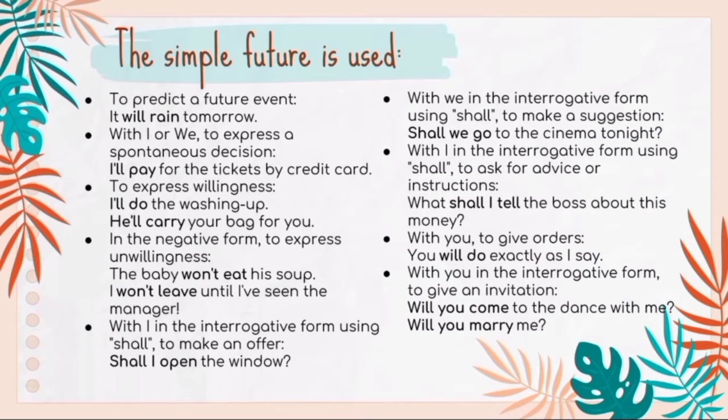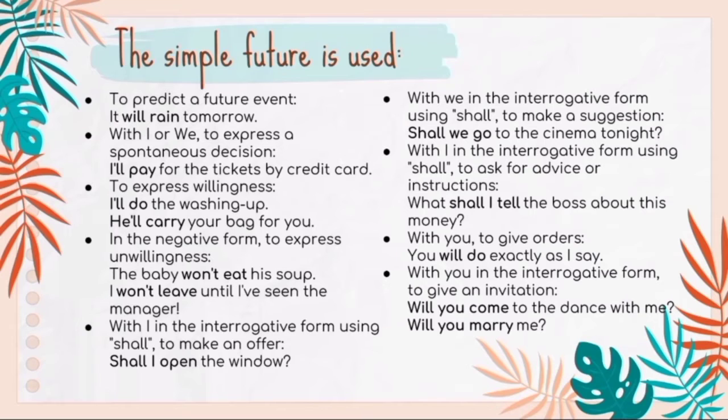Number 6. With we in the interrogative form using shall to make a suggestion. Shall we go to the cinema tonight? Number 7. With I in the interrogative form using shall to ask for advice or instructions. As an example, what shall I tell the boss about this money? Number 8. With you to give orders. As an example, you will do exactly as I say.